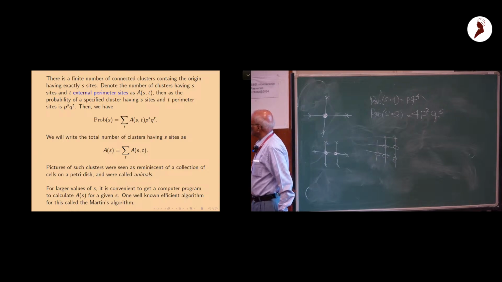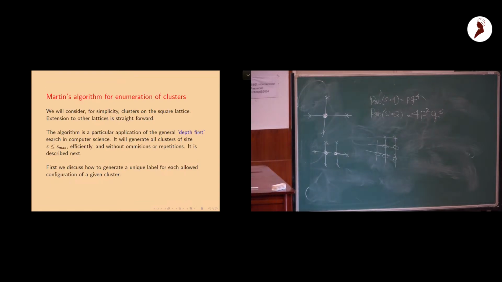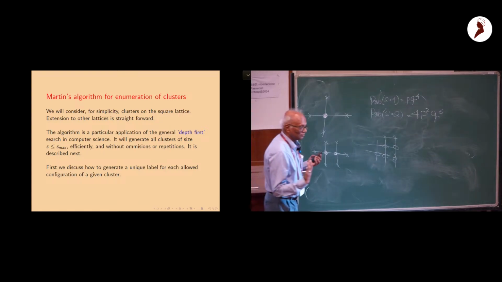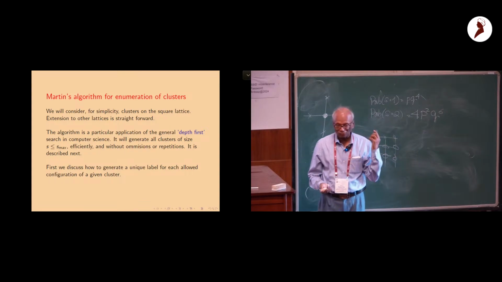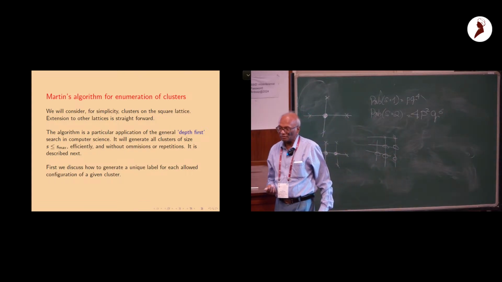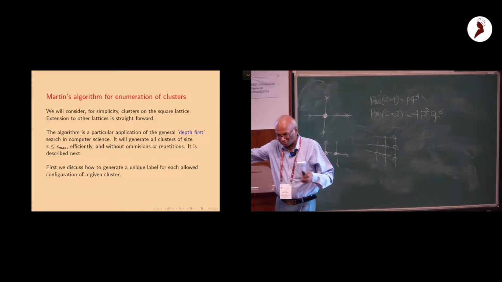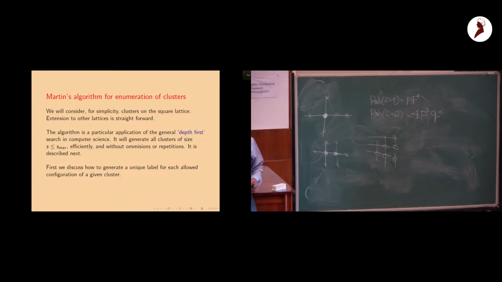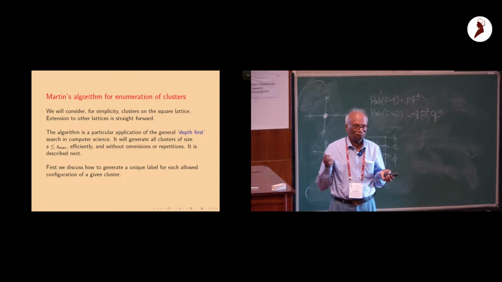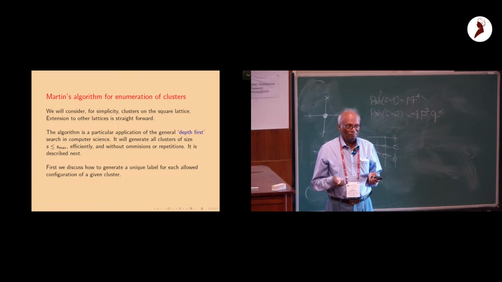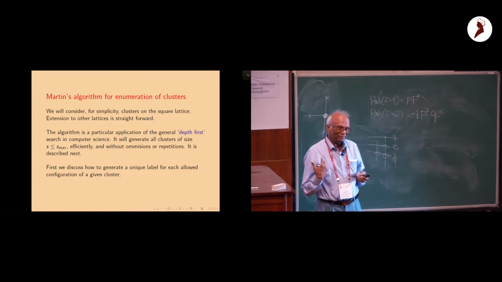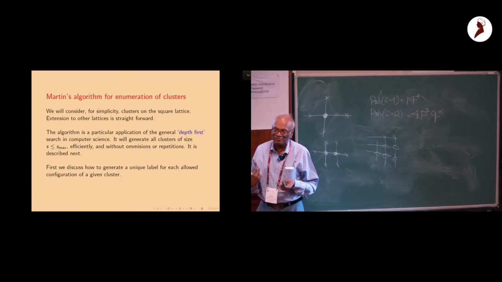Okay. So these are called animals, which we discussed before. Now, suppose I want to determine the number of clusters of size 10 on the square lattice. This number is kind of a biggish number. In the end, I would expect you to make a list of all possible clusters, and the number of elements in the list is a little bit big, 10 to the power 4. I want to ensure that in that list there is no repetition and there is no omission.